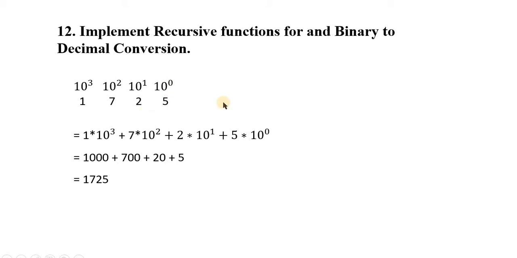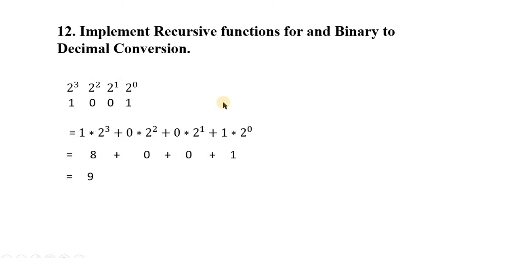Similarly, numbers in the binary system work with respect to base 2. For example, consider the number 1001. The digits are given places with respect to base 2. 1 is in 2 raised to 0, that is 1's place. 0 is in 2 raised to 1's place. Here it is in 2 raised to 2's place, and this is in 2 raised to 3's place.